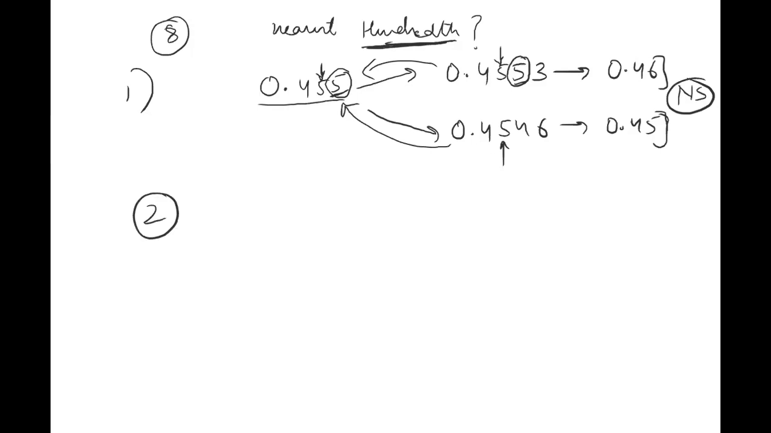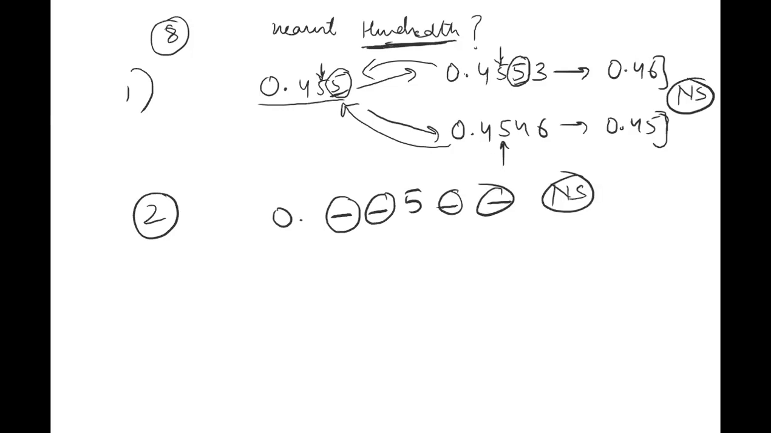Second: the thousandth digit is 5. This is 5, but I don't know what the other numbers are. So clearly not sufficient, because the question is, what is the number when we round it off? We can't say anything about the number because we don't know the other digits.